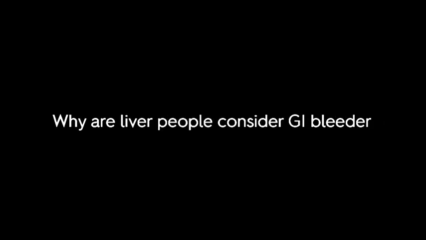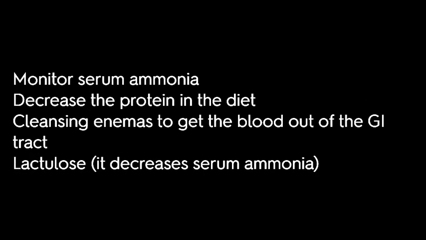Anything that increases the ammonia level will aggravate the problem, true or false? True, and the number one thing is protein. Why are liver people considered GI bleeders? Blood is protein, so you want to get blood down. What is the treatment of hepatic coma? Monitor serum ammonia, decrease the protein in the diet, cleansing enemas to get the blood out of the GI tract, lactulose.